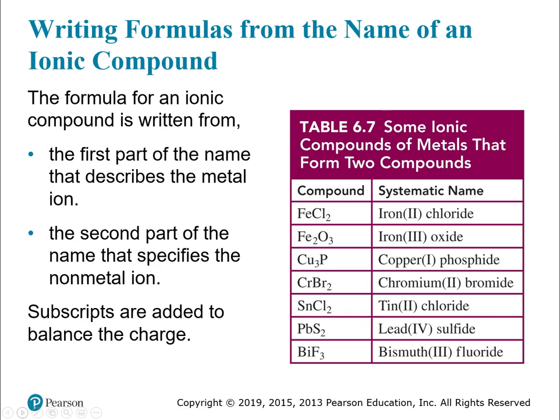We've taken the chemical formula and written the name. Now we have to go in reverse. Take the name and write the formula. The formula for an ionic compound has the metal first and then the nonmetal. Pretty easy, right? But we have to add subscripts to make sure to balance the charge. We may not always have to do that, but it's something we have to look out for.